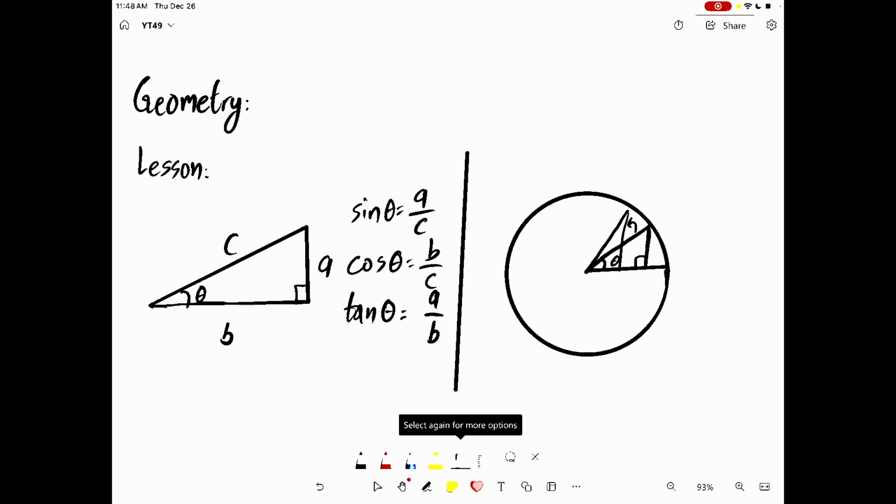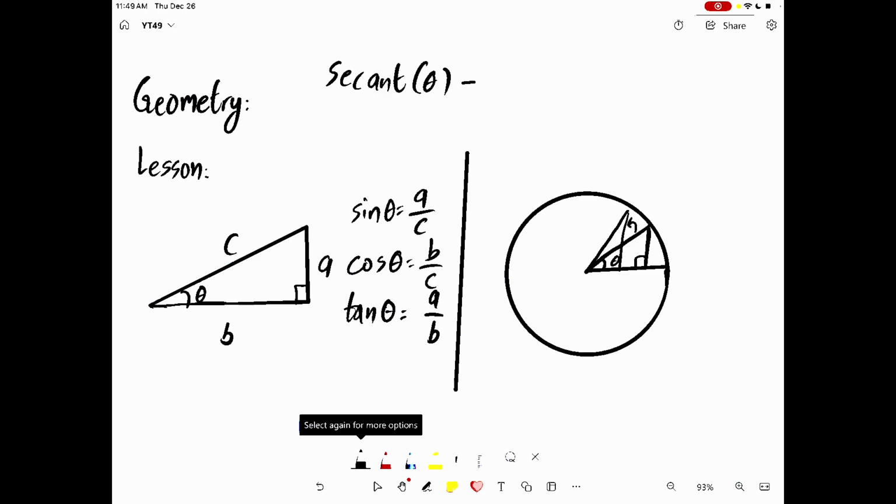Now there are actually 3 more trigonometric functions that are not sine, cosine, and tangent theta. The first one I'm going to talk about is secant theta, which is spelled C-E-S-E-C-A-N-T theta, but we abbreviate it as SEC theta. This is equal to 1 divided by cosine theta.